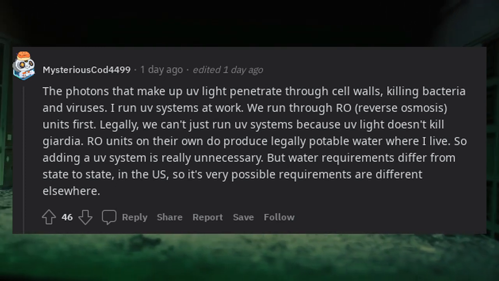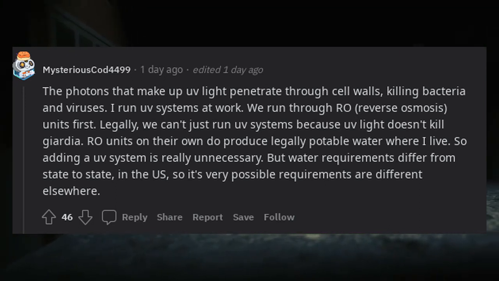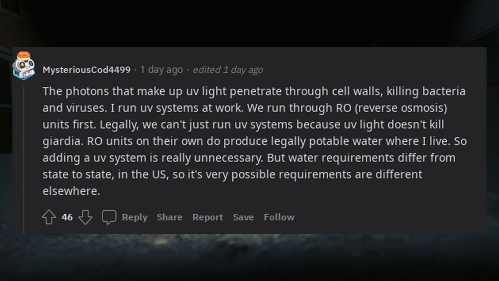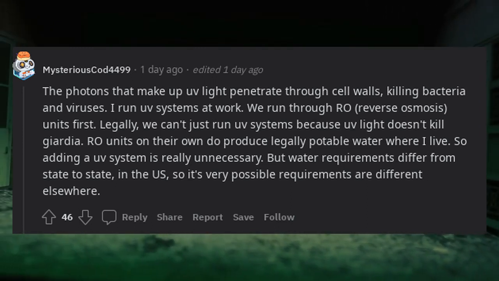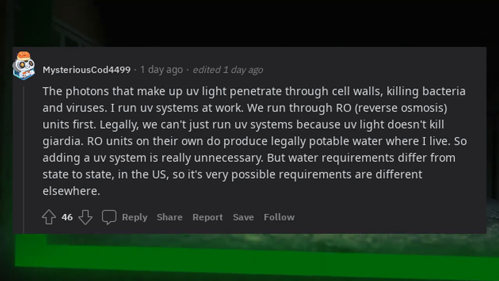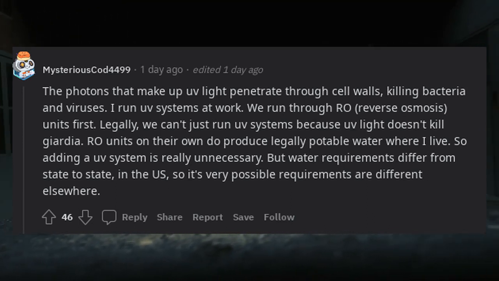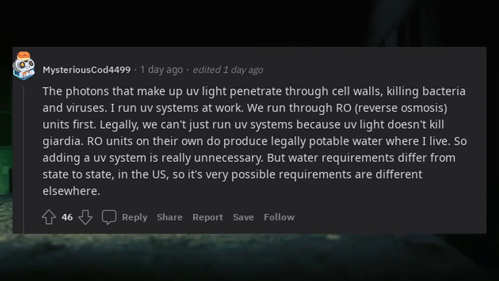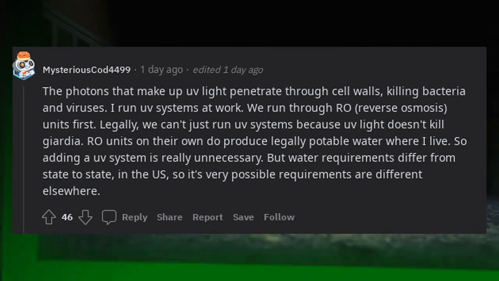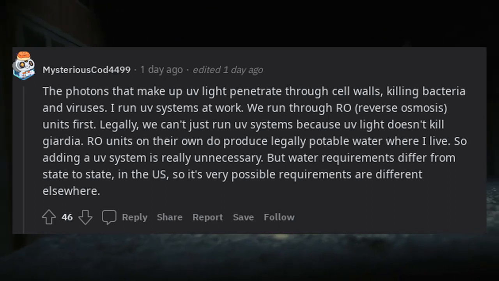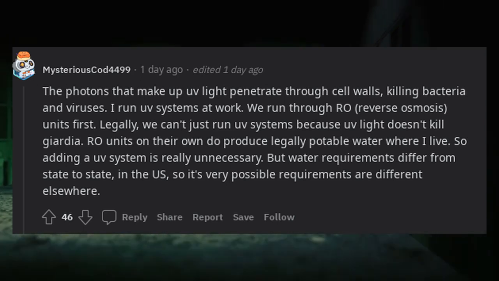I run UV systems at work. We run through RO reverse osmosis units first legally. We can't just run UV systems because UV light doesn't kill Giardia. RO units on their own do produce legally potable water where I live. So adding a UV system is really unnecessary. But water requirements differ from state to state in the US, so it's very possible requirements are different elsewhere.